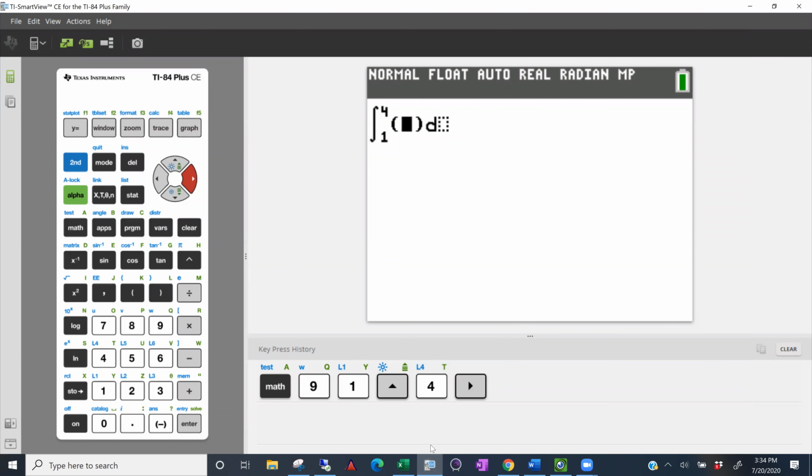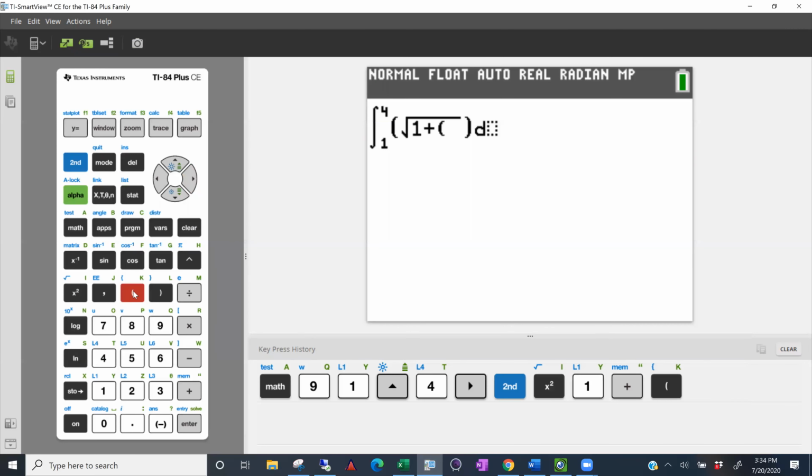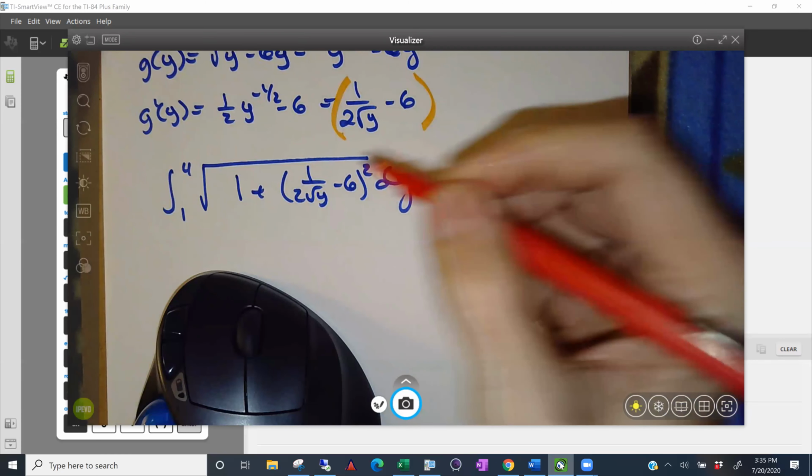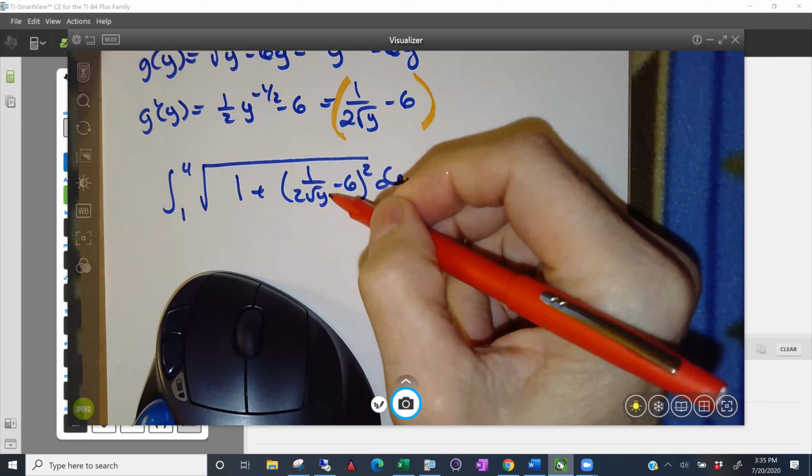So the first thing I'll need is the square root. So let's do that, and you can follow along with my keystrokes on the bottom there. So second, square root of 1 plus, now I need some parentheses. So left parenthesis. And I'm going to keep this simple. I guess we got a choice right here: 1 over 2 times the square root of y.